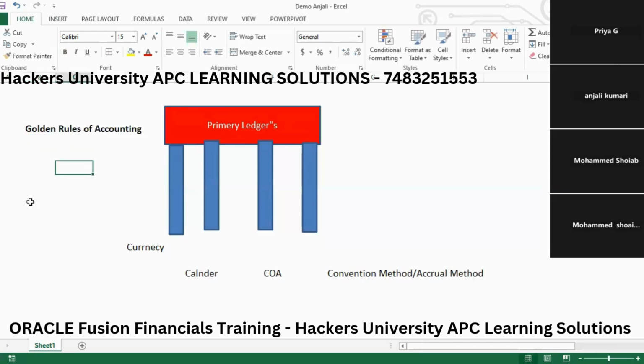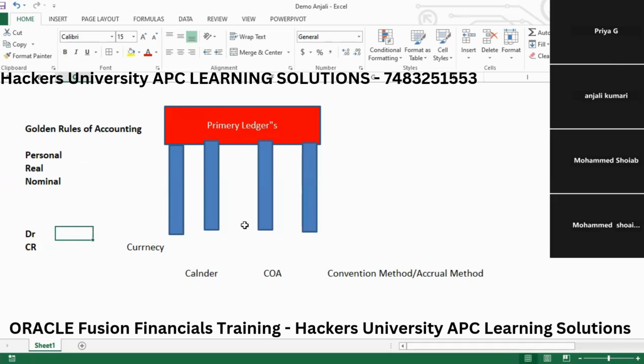Any transaction you want to record to this book, you have to follow the accounting rules: personal, real, and nominal. These are the three basic rules. On this basis, debit and credit will be recorded, the debit line and the credit line.